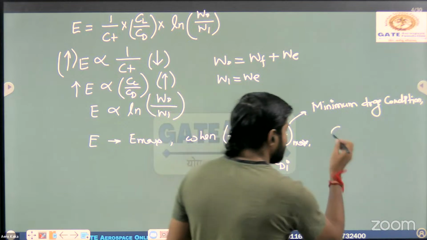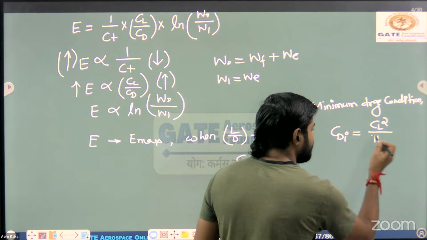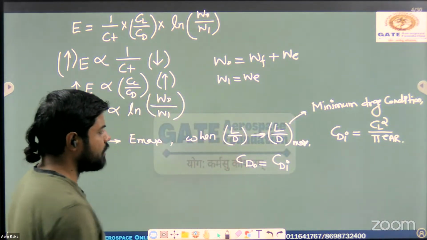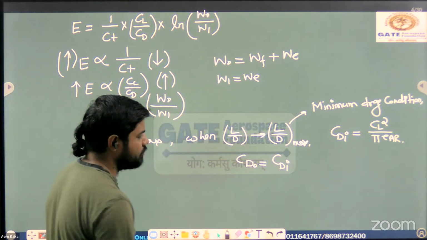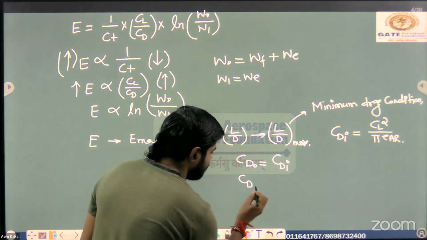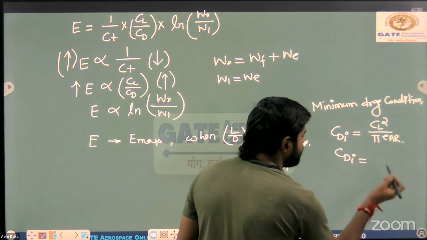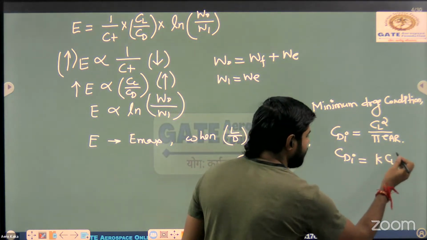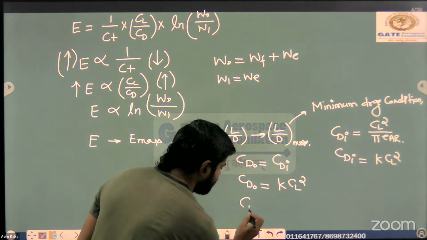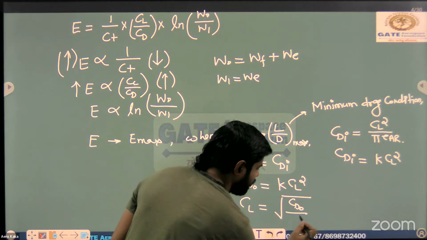Now from here you know very well the CDI is nothing but CL square upon pi EAR, right? Now just calculate what is the value of CL with the help of this one. Can you calculate? Yes, we can. So simply you can write the CDI is nothing but KCL square. So this CD naught is nothing but KCL square. Now from here, can you calculate the value of CL? Which is nothing but root of CD naught upon K.